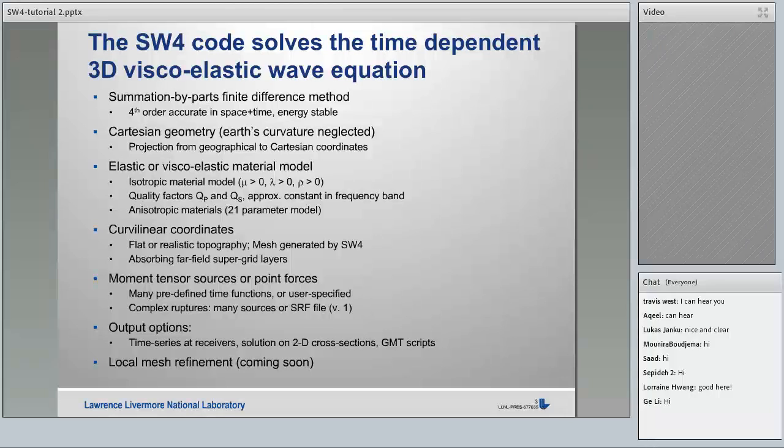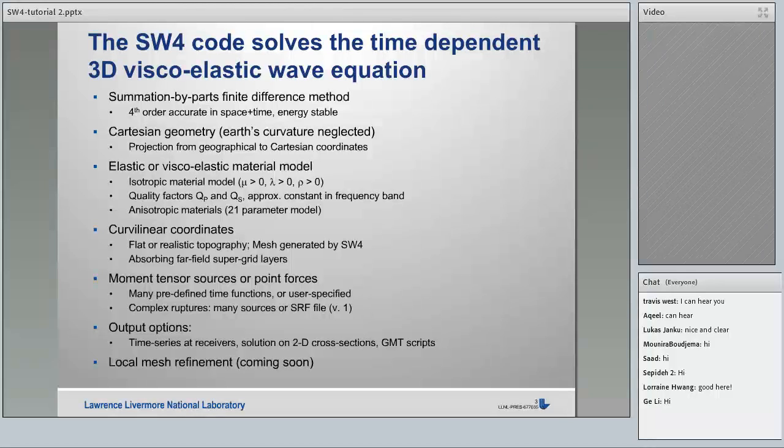We can do curvilinear coordinates, and we use that to model realistic topography. One nice feature of SW4 is that you just have to provide the topography information in a file, and then the mesh is generated almost automatically. This is done in a pre-processing step before the solution starts. I'll go into more detail about that later.